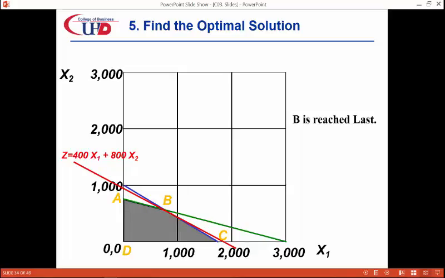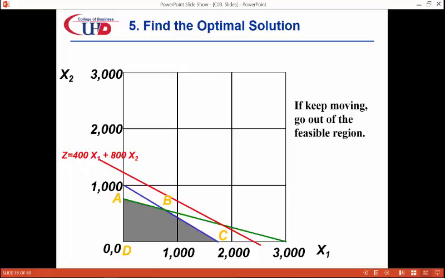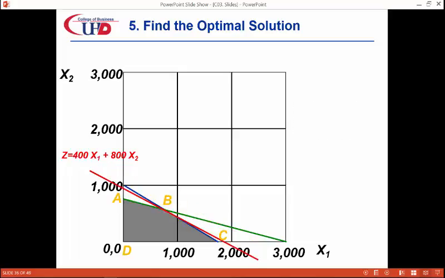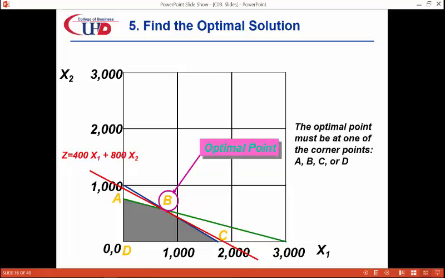Should we move up the iso profit line further? No. If we keep moving, the iso profit line will have no connection to the visible region anymore. So we must stop pushing up the iso profit line once it reaches the corner point B. And B is our optimal solution. A very important property of linear programming is that if a solution exists, then the optimal point must be on one of the corner points.